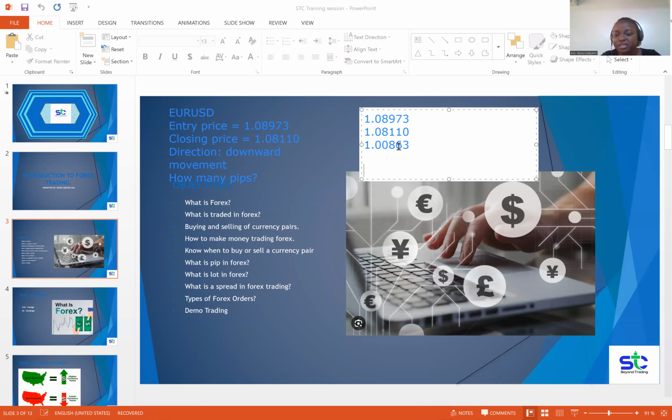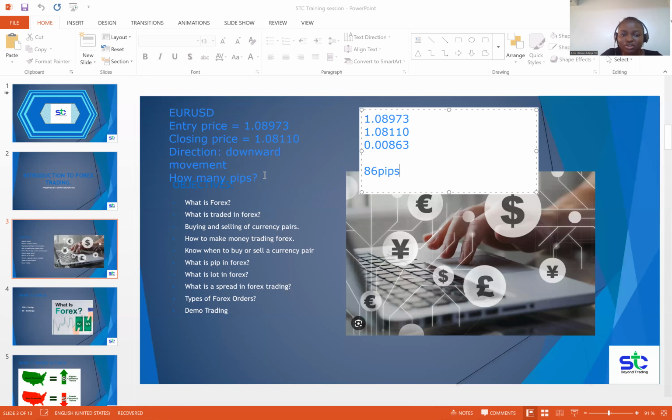The pips is 6. Any digit after the pipette, okay, this is also 0. 1 minus 1 is 0. So remember, I said any figure before the pip is important. So we have 8, the remaining is 0. So any pips, which is 86. So how many pips? Price has moved 86 pips.